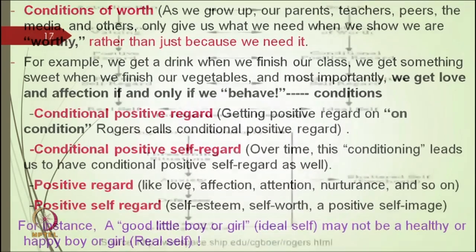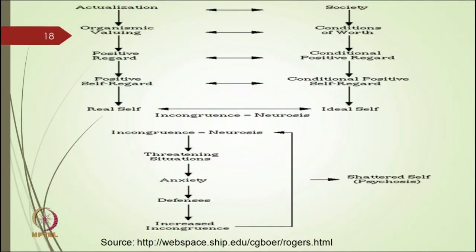Let's know this theory in terms of a model. So broadly you could easily identify there are two parallel things. One is related to you, subjective style, and another is from the society side. When we say from our side, first is the actualization, and actualization leads to organismic valuing. We give more value to certain things as compared to others, and it leads to positive regard.